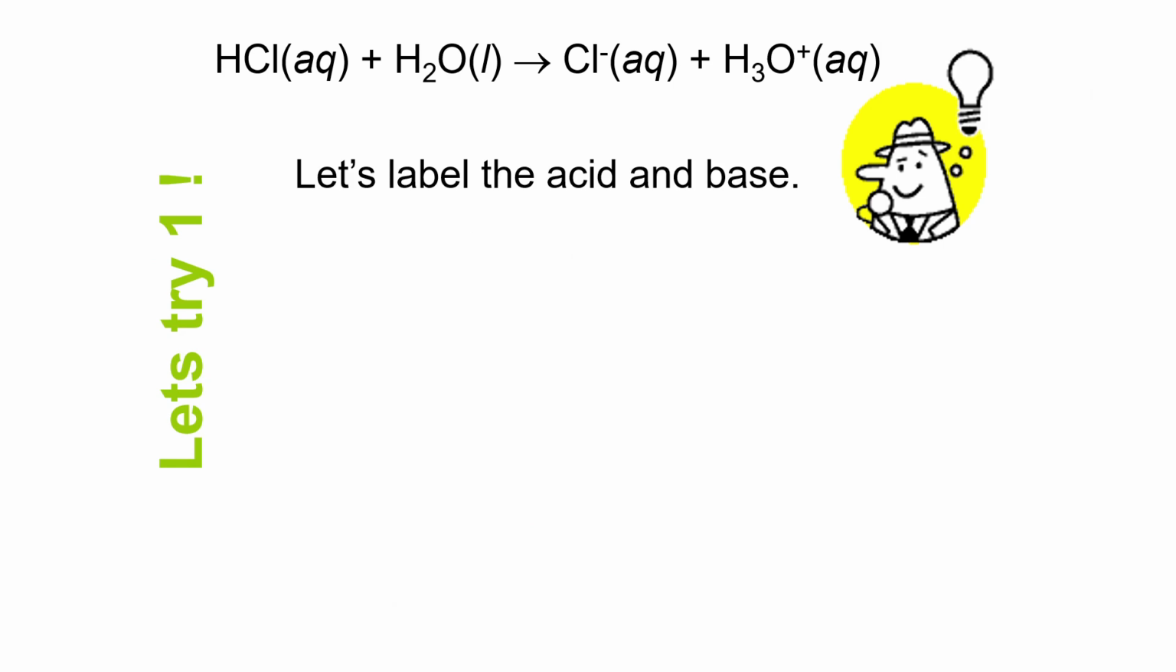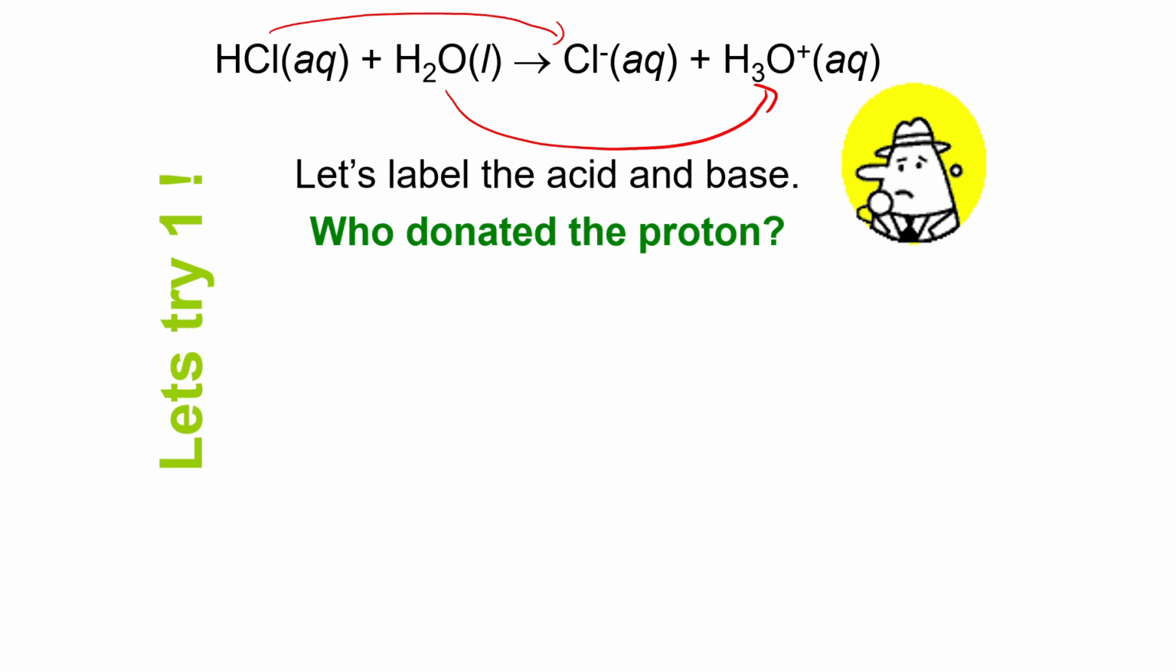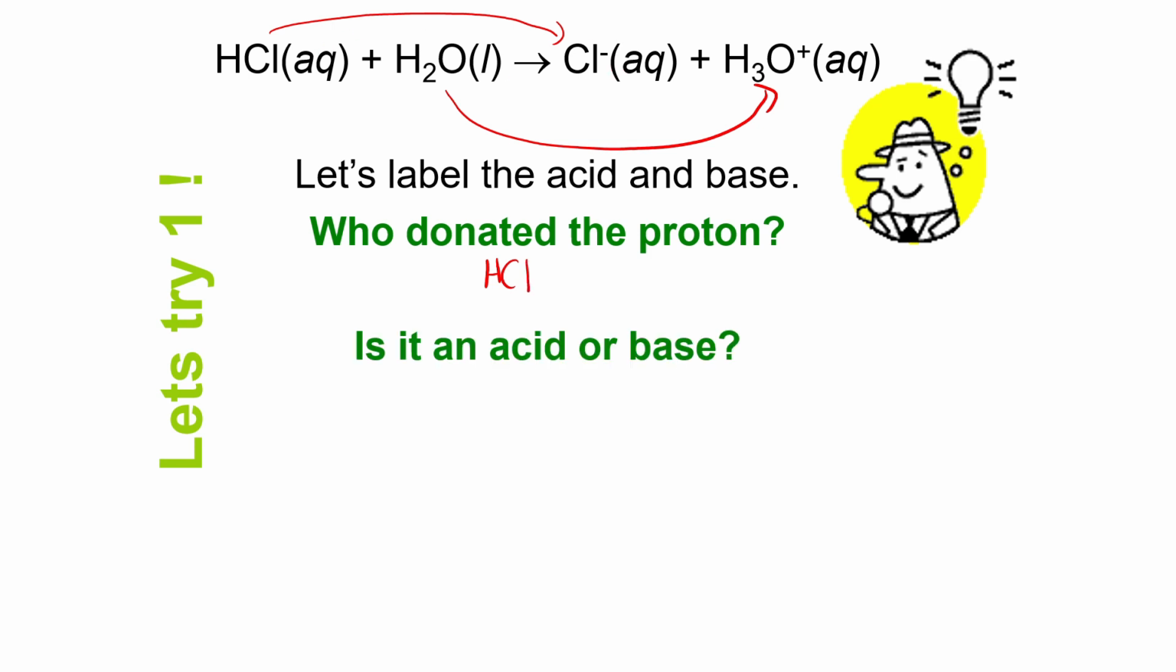Okay, exercise 1. Label acid and base. So kamu compare HCl with Cl minus, H2O with H3O+. So HCl hilang satu H, jadi Cl minus. Who donate the proton? Siapa yang donate H? HCl. Okay, sebab after dia donate, dia akan jadi Cl minus. Jadi kalau dia donate proton, dia ialah acid ataupun base.